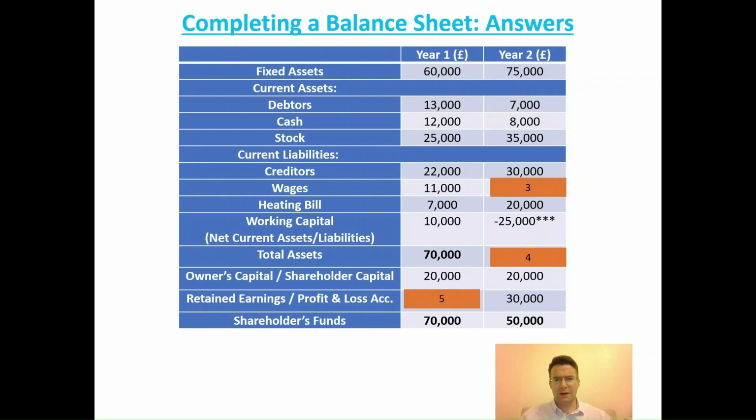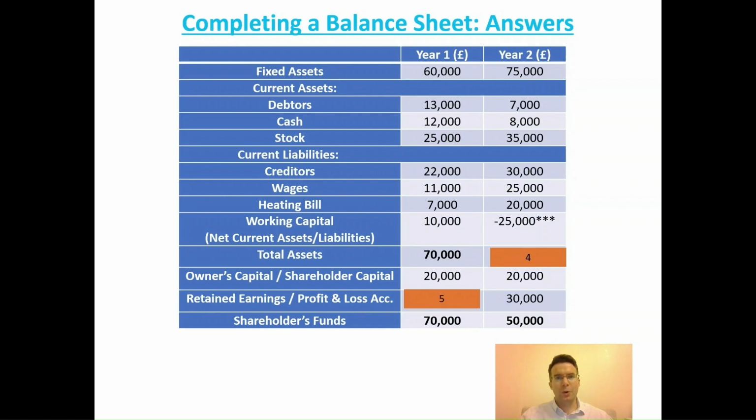So how do we work out the wages figure? Well, in total, those three current liabilities have got to equal 75. So we've got creditors of 30, we've got a heating bill of £20,000. So therefore, wages for number 3 must be £25,000 as well. That will of course equal working capital of minus £25,000. As you can see, not a great position to be in.